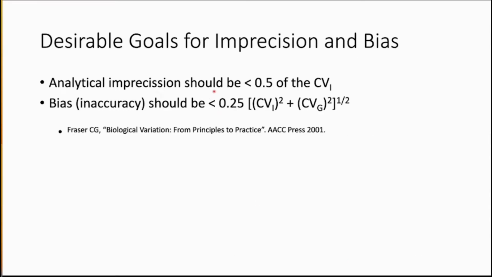So the desirable goals for imprecision and bias that the group established were that the analytical imprecision, I spelled that wrong, should be less than 0.5, less than a half of the biological variation, and the bias or inaccuracy should be less than a quarter of the combined variance within individual and between individuals. And just a reminder, especially to our trainees, that analytical imprecision is measurement of random error that takes place in measurement systems, and bias or inaccuracy is a systematic deviation from what the value should be.